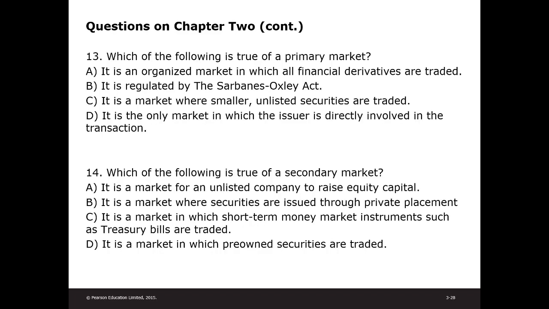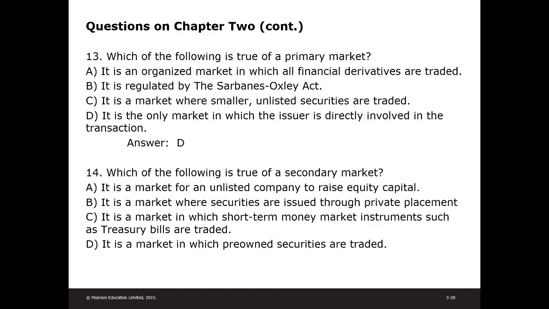Which of the following is true about the primary market? It is an organized market in which all the financial derivatives are traded. That's not true. It is regulated by the Sarbanes-Oxley Act. No. It is a market where smaller unlisted securities are traded. That's not true, of course, because it is the OTC market. And it is the only market in which the issuer is directly involved in the transaction. This statement is true because, as we said before, the primary market is the market in which the issuer or the firm is directly involved in the selling transaction. So the answer here is D.